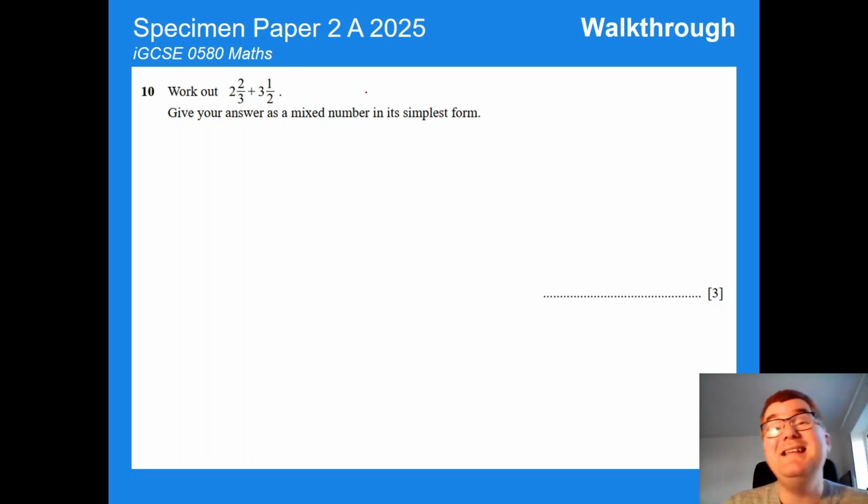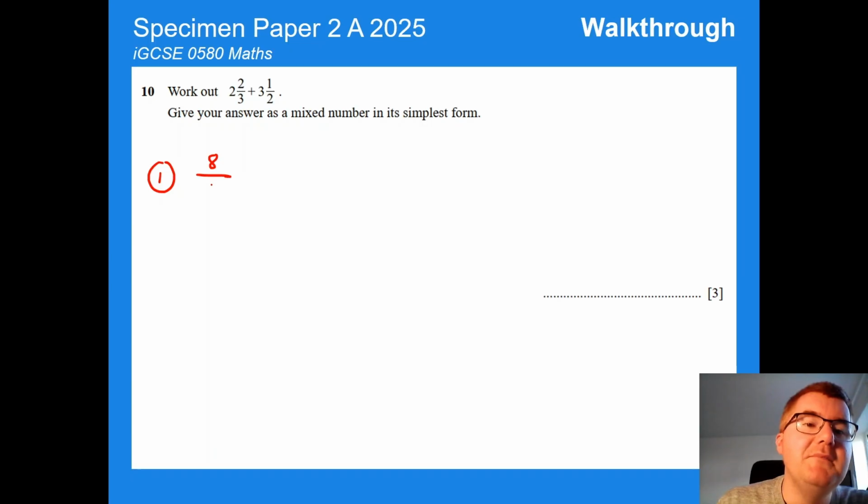This was very common anyway on iGCSE 0580 in the past, when they said use without a calculator. Obviously, we have no calculator now, so we have to do it this way, and we want to add these fractions together. So our first step here is to make both an improper fraction. So we have 3 times 2 is 6, 6 plus 2 is 8, that gives us the top number, and we keep the 3 as it is. We do the same process here, so 3 times 2 is equal to 6, add on the 1, that's 7, and that converts now both fractions into improper form.